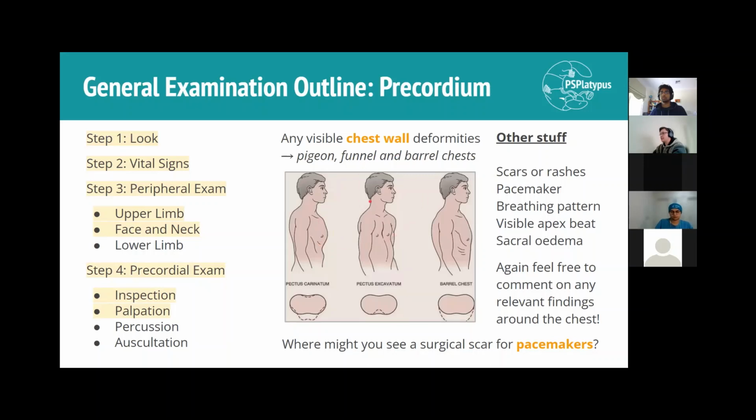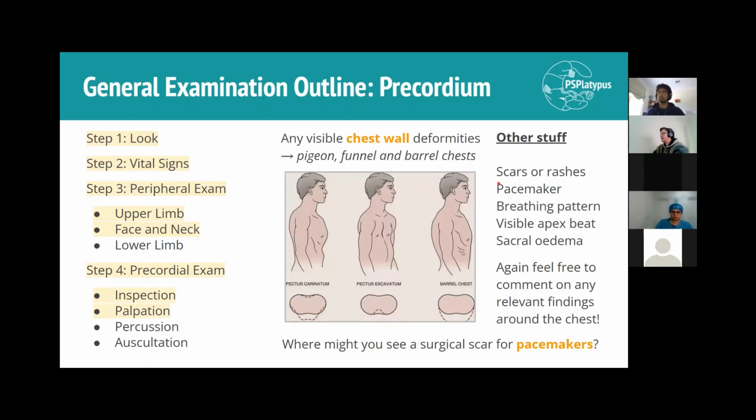Funnel chest is just it sort of going in, so it's going inside, and you can imagine that could put a bit more pressure on the heart, and the heart doesn't have as much space. And then barrel chest is going to be where you've got the entire, not just the sternum popping out, but you've got the ribs also popping out. And that could be a sign of lung pathology, but in this case, you want to note it down as potentially related to the heart.